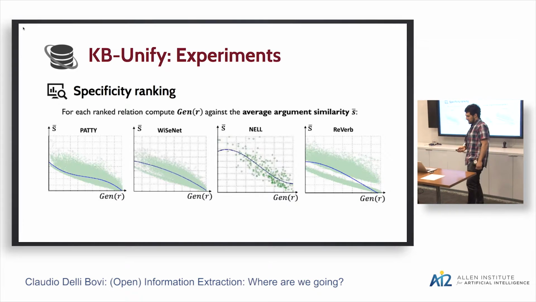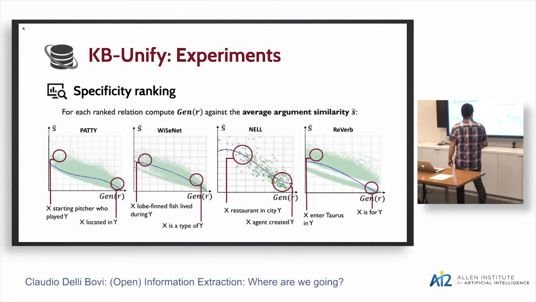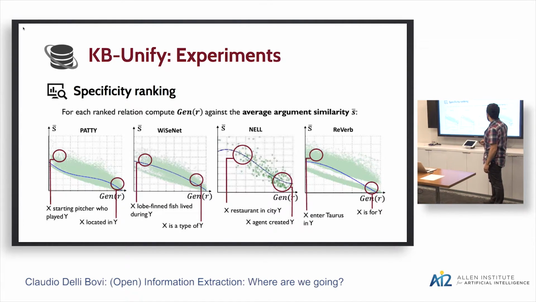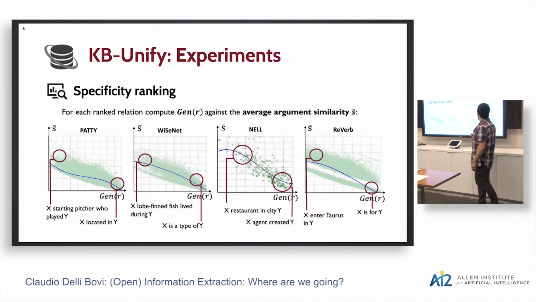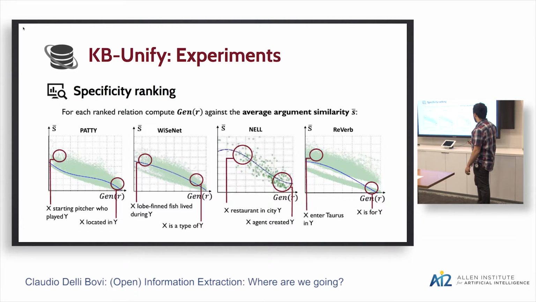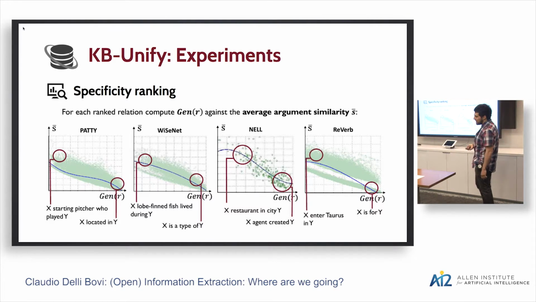If you inspect this graph a bit, you will see, for instance, in NELL, up high, among the specific relations, you have something like X restaurant in Y. For ReVerb, we have X enter Taurus in Y. For WiSeNet, you have X lobfin fish living during Y. If you go down and look at the bottom part of the graph, you have something like, for instance, in PATTY, X located in Y, or X is a type of Y in WiSeNet, or X agent created Y in NELL.